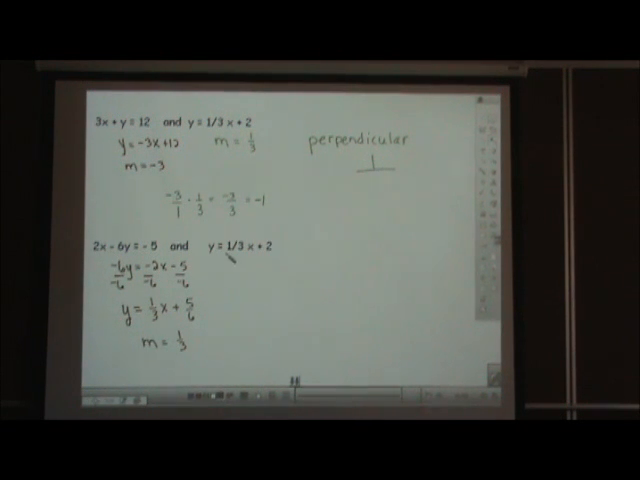Now, a little simpler over here, this is already in slope-intercept form, so your slope is in front of x and your slope is 1/3. They are the same. So these are parallel.